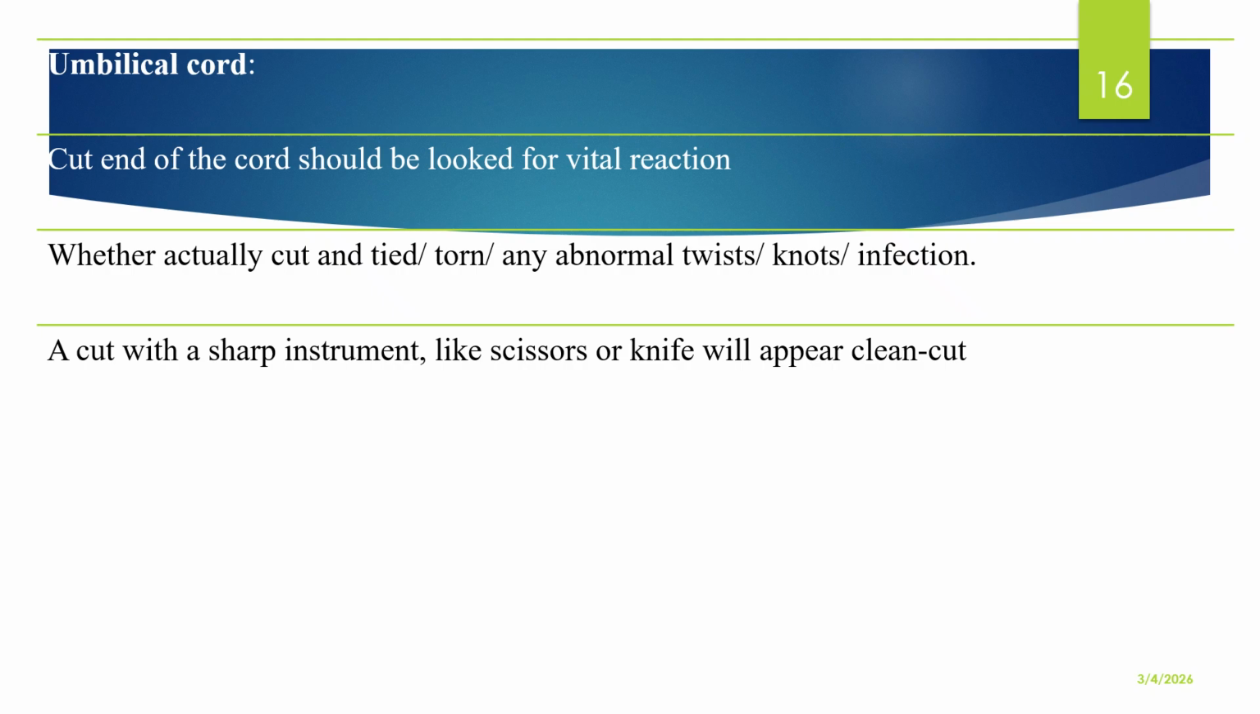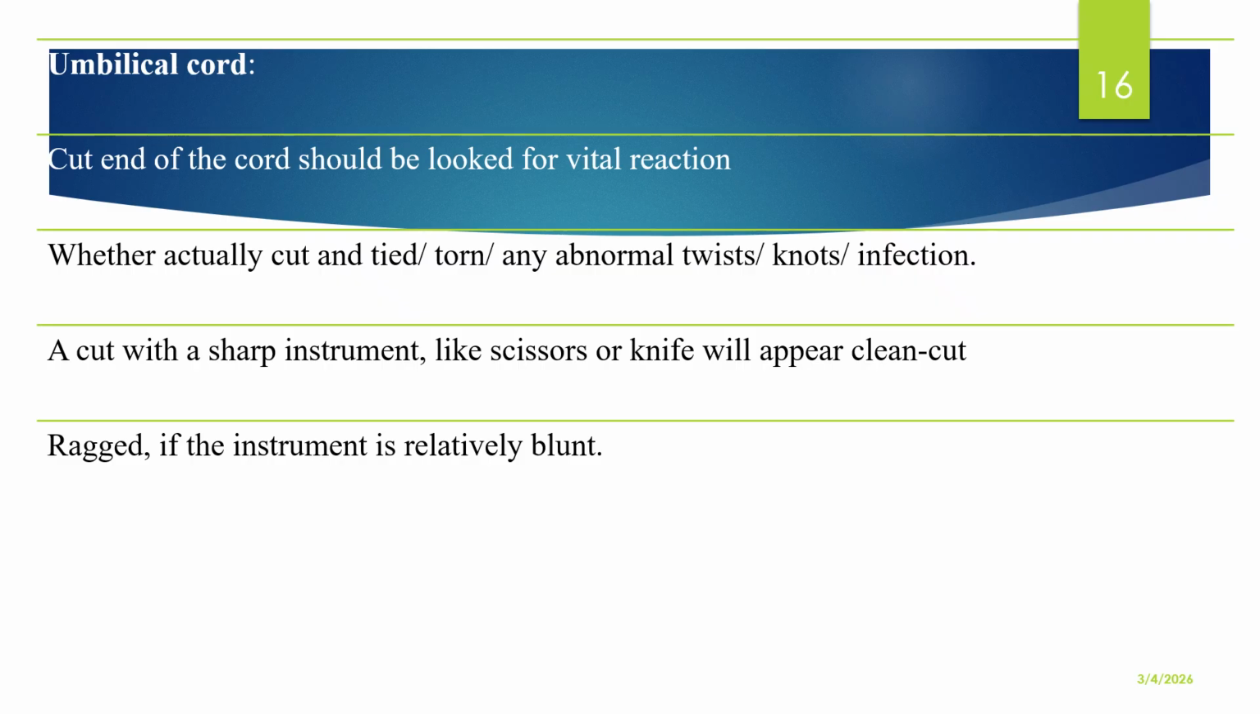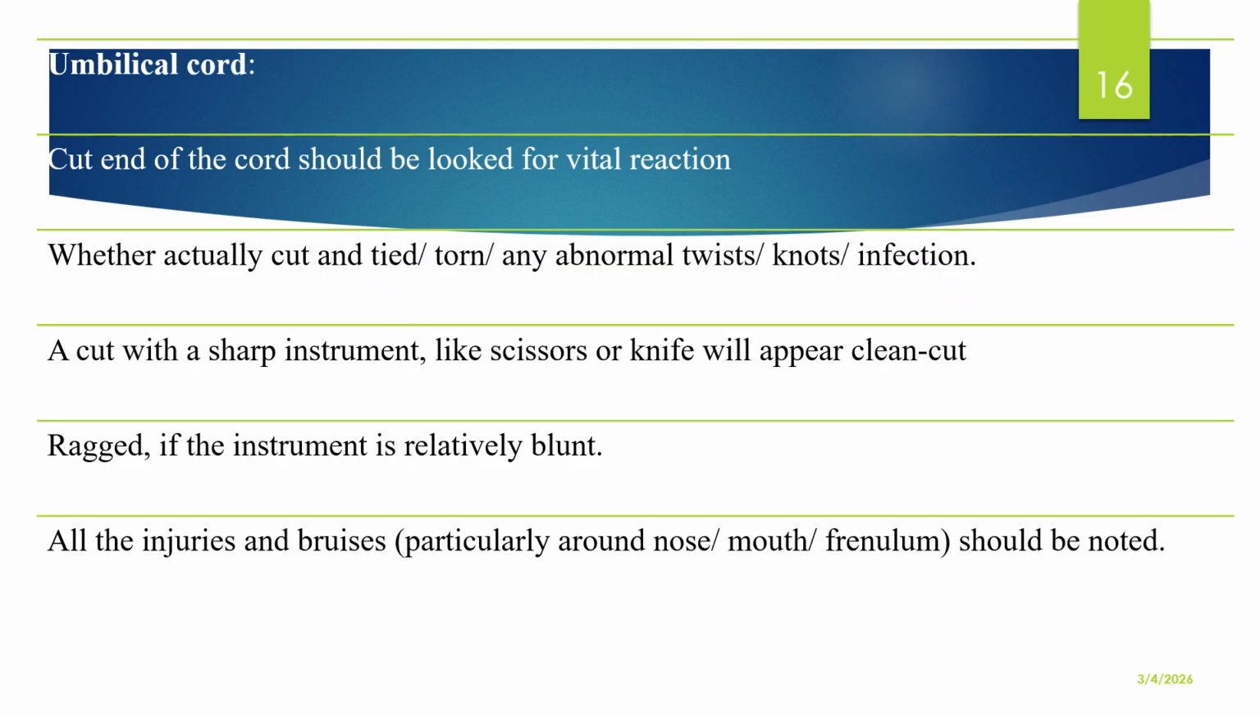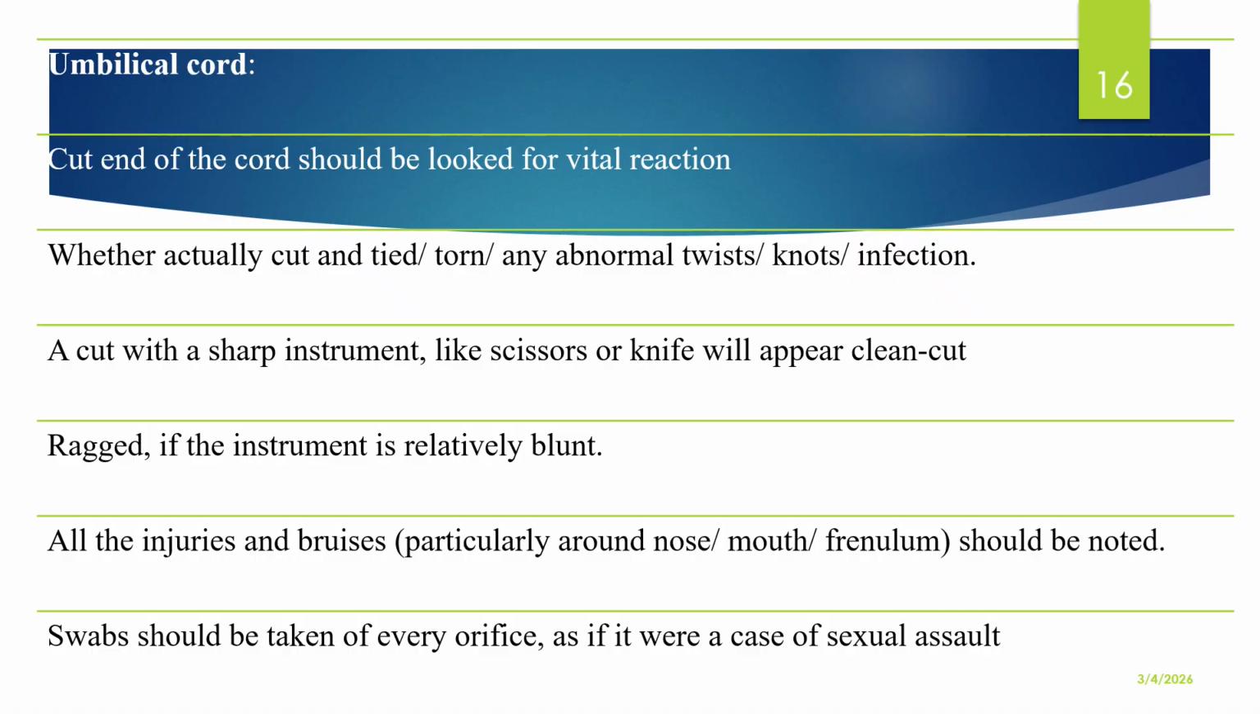A cut which is made by a sharp instrument like scissor or knife will appear clean cut, and ragged if the instrument is blunt. All the injuries and bruises, particularly around the mouth, nose, and frenulum, should be noted, and swab should be taken from every orifice, as if it were a case of sexual assault.